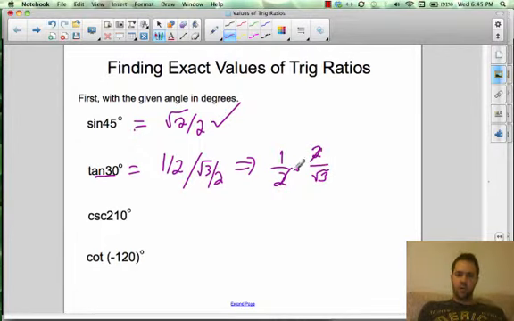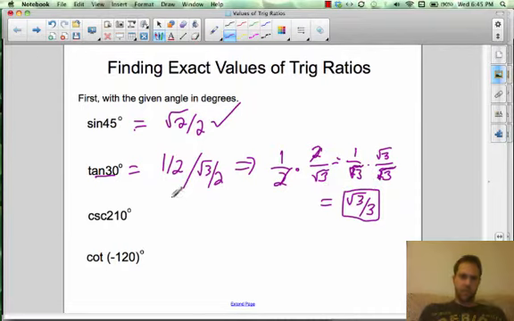And our 2's will cancel here, and we'll be left with 1 over root 3, and we can't leave a radical in the denominator, so we multiply it by root 3 over root 3. The denominator ends up as 3, and the numerator ends up as root 3. So we end up with root 3 over 3 as our final answer.